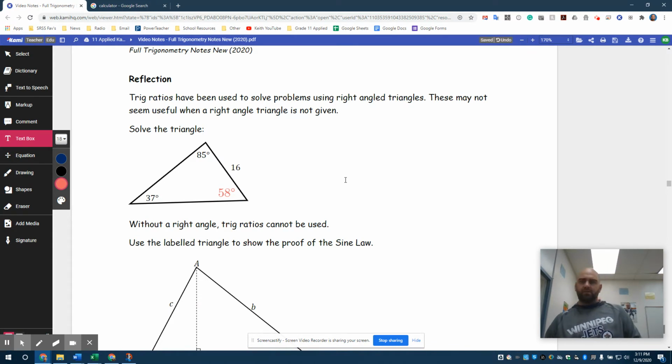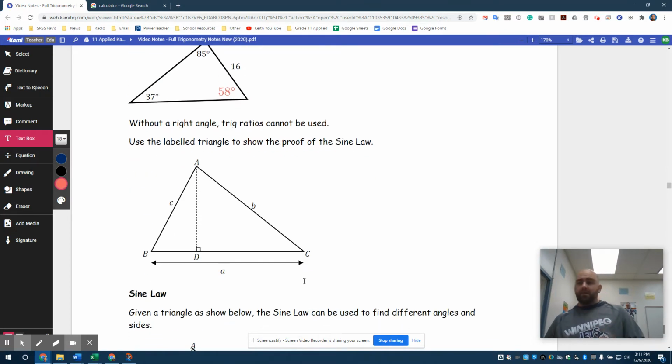This is an acute triangle. And so, yeah, we're kind of stumped. We can't actually find the angles or the sides because we don't have a right angle. So without a right angle, the trig ratios cannot be used. We just can't use them. But we can use the idea of two triangles put together to actually determine a law which will help us to solve a triangle without using a right angle.